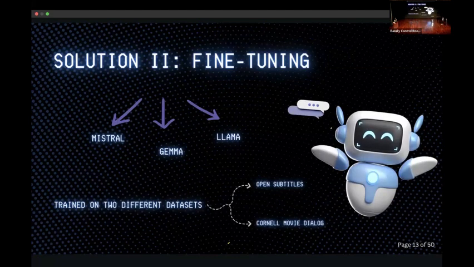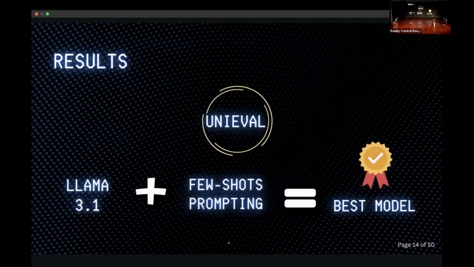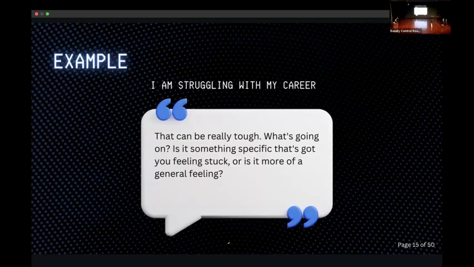fine-tuning. So we simply trained the 3 LLMs on 2 different data sets. Both of them were simply subtitles from movies, aiming to make the model's responses more suitable for speech and interaction. And now for the results, we evaluated them using the uni-eval method, which is simply choosing an LLM to be a judge. And we found out that by combining a few shots of prompting and Llama 3.1, we've got the best model. And here is a response of Llama 3.1 after applying prompting. And as you can see, the response now is shorter, less formal, and more interactive. It even ended up with an open-ended question, and that's it.